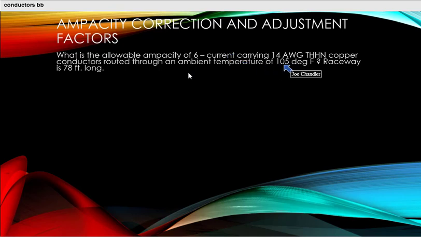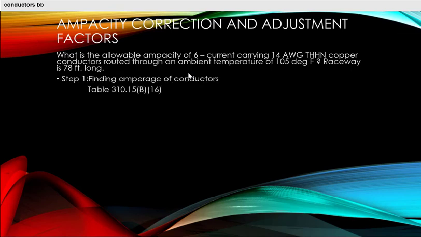More than 86 degrees Fahrenheit. In this case, it's 105. So let's see how we do. We've got to do both of them. So first off, I'm going to find what's the amperage of the conductor. Number 14, THHN, again, out of the 90 degree C column is 25.